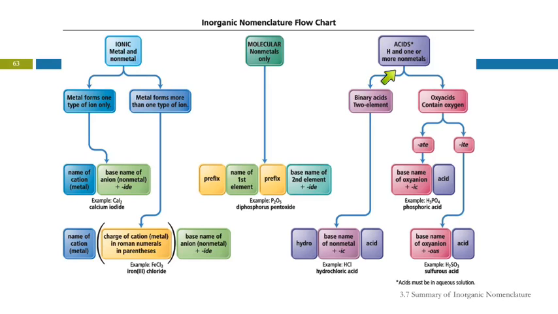And then there's the acids. So we've got hydrogen and other stuff. There's oxyacids, and this goes through how we look at the ate or the ite, the name of the oxyanion. And these are the other kind that don't have oxygen, and those are the ones that have hydro. Okay? So that's a summary of nomenclature.